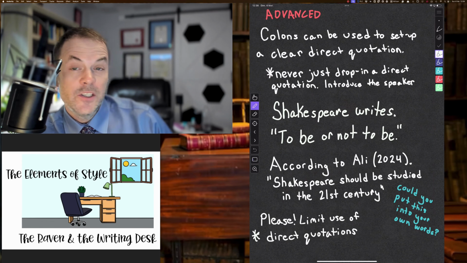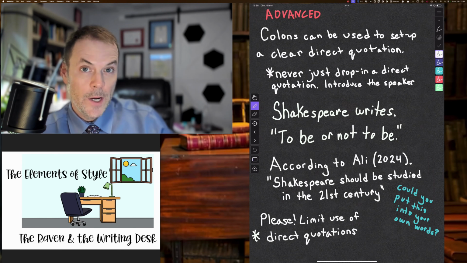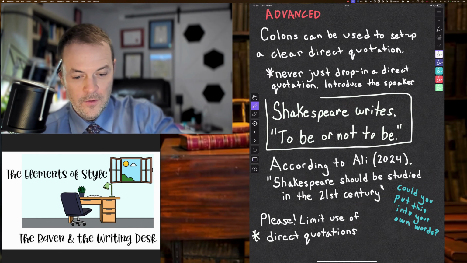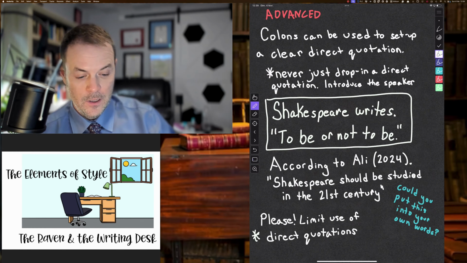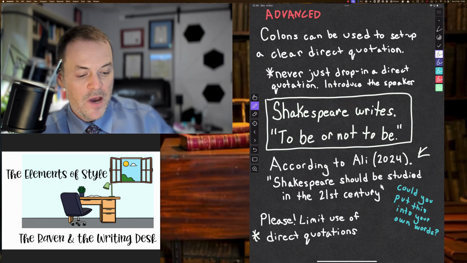Colons can be used to set up clear, direct quotations. So I want to talk directly to the essay writers or anybody who is quoting somebody in their writing, because I see things like this all the time. Shakespeare writes, period, and then in quotation marks, to be or not to be. I've done the same thing in this example right here. And you might be thinking, the second one's better because he's got the date in there for the citation.